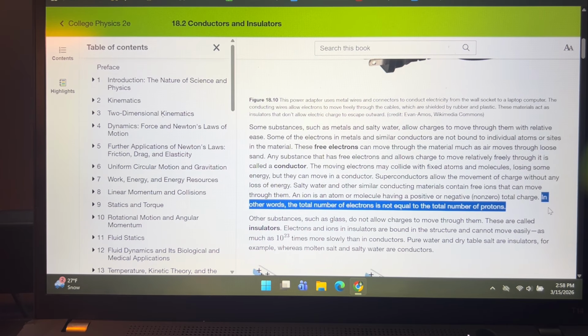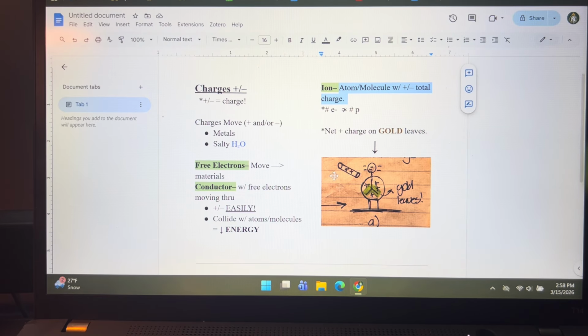In other words, the total number of electrons is not equal to the total number of protons. Electron and proton is a scientific term. We don't need to get into what that is, but we can simplify that whole sentence into a symbol or phrase that makes sense to us. Again, like number here, a symbol used instead of writing out the word number. E negative, representing the word electrons, or P, representing the word protons, and the not equal sign to represent that these two are not equal to each other.